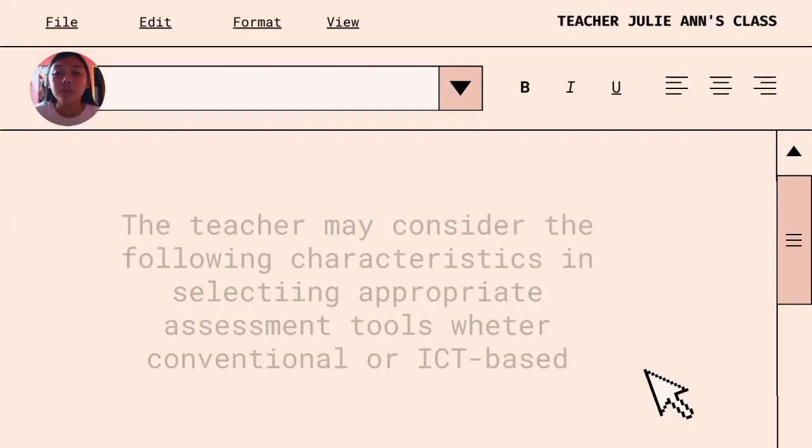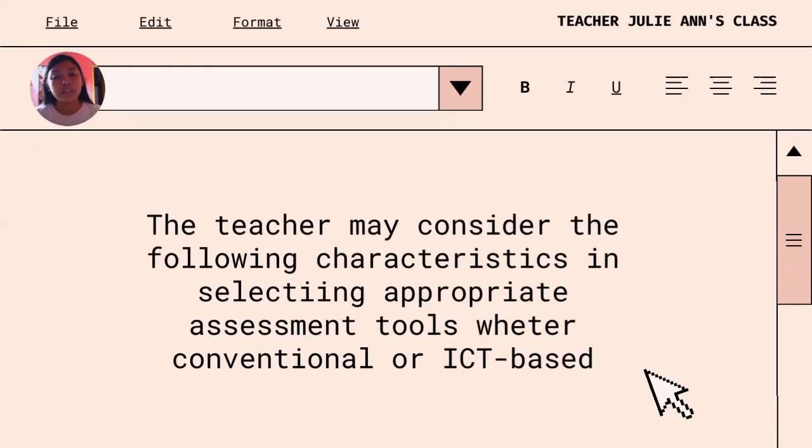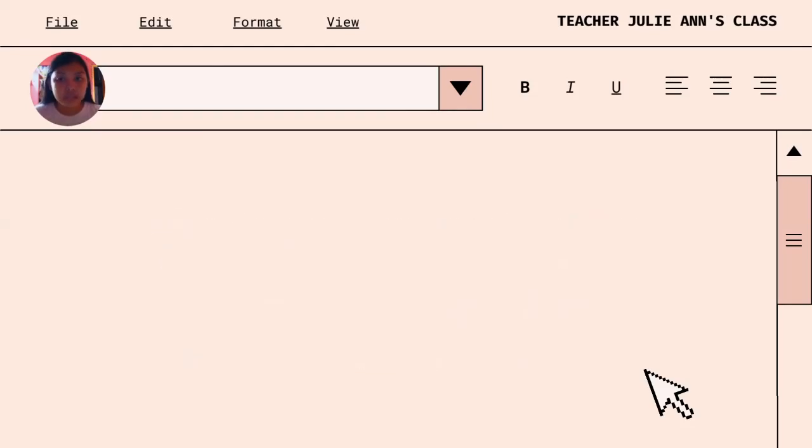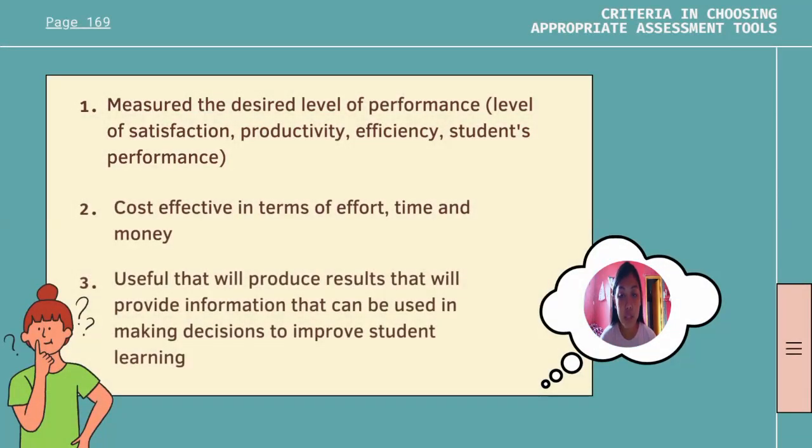many more. So here, class, the teacher may consider the following characteristics in selecting appropriate assessment tools, whether conventional or ICT based. When we say conventional, it is in accordance with what is generally done or believed. When we say ICT based, it is with the touch of technology, or the ICT. Now, class, let's proceed to number two, being cost effective in terms of effort, time, and money.